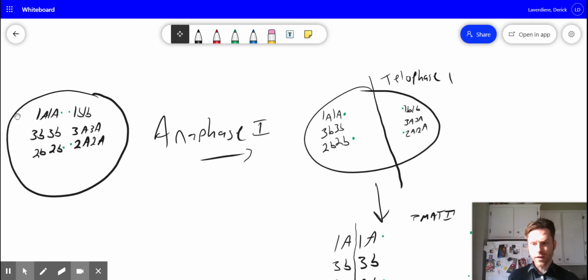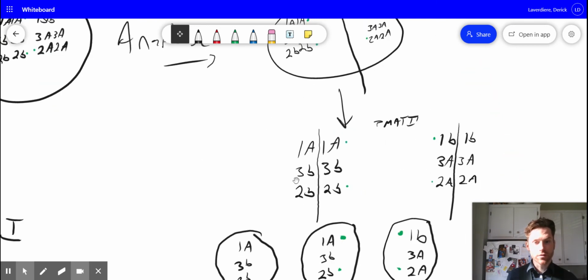Anaphase 1 is taking each half and separating them to the other sides of the cell. So both halves have 1, 2, and 3, but whether they have A or B is now arbitrarily assigned through independent assortment. We then separate them with telophase 1 into 2 new sets. And so now I'm working with this set here and this set here. They're now separate things at the end of PMAT1.